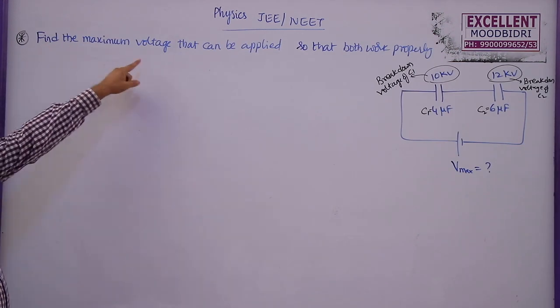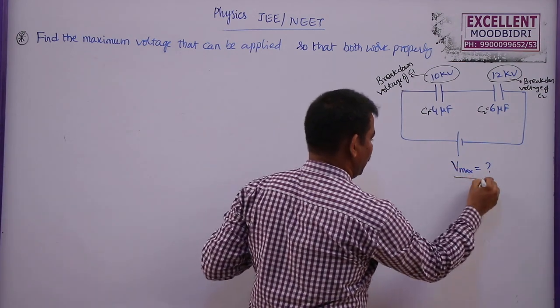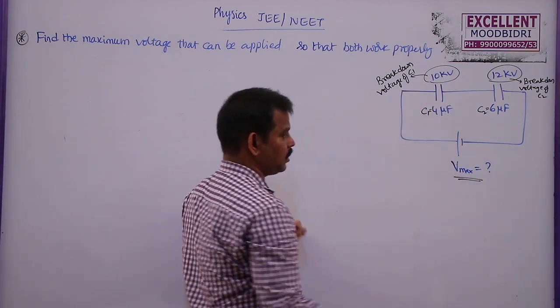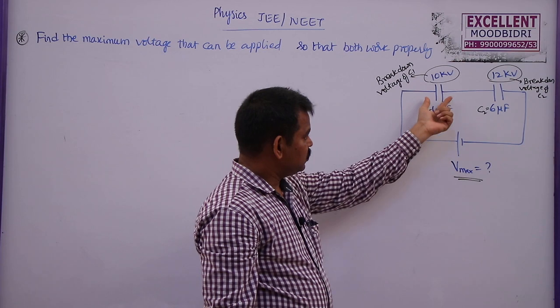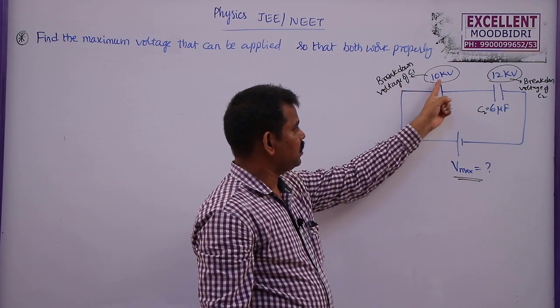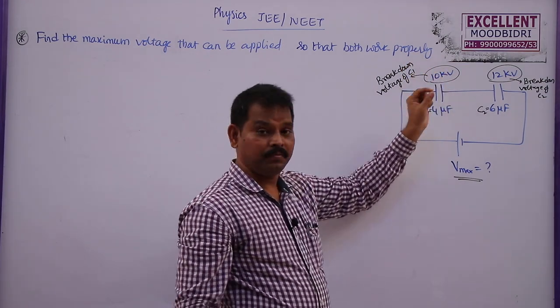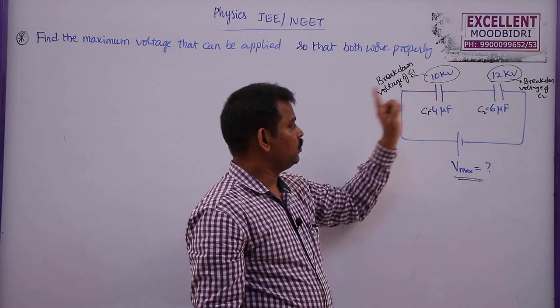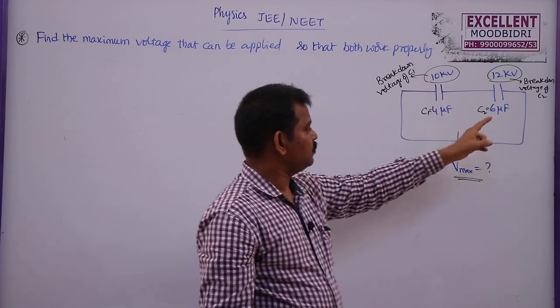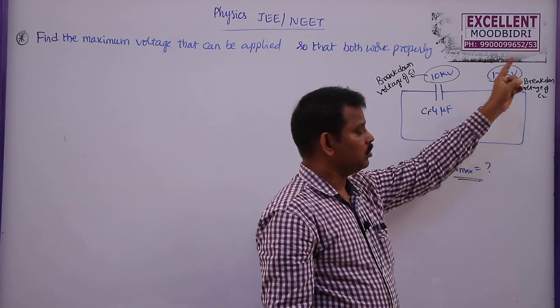Find the maximum voltage that can be applied so that both work properly. So what should be the maximum voltage that can be applied here? Individually, this first capacitor of 4 microfarad will break down at a voltage of 10 kilovolts. It means it can work properly up to 10 kilovolts. If the voltage is greater than that, it will be spoiled, it will be destroyed. Similarly for the second capacitor, 6 microfarad, the breakdown voltage is 12 kilovolts.